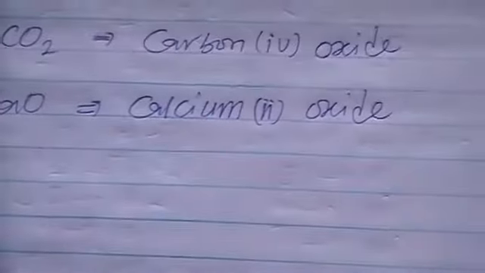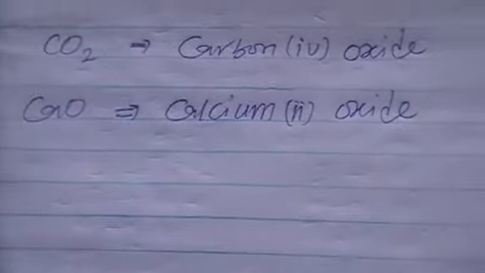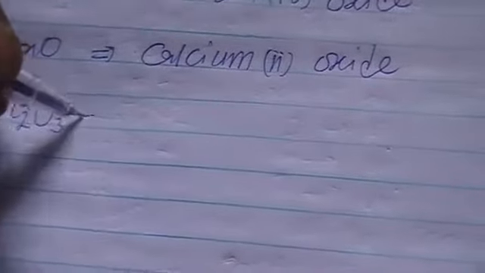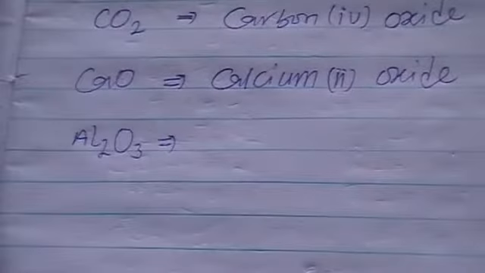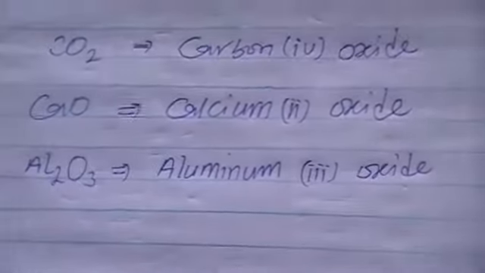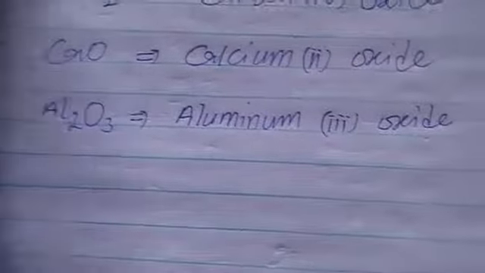Then the next example is CaO, and the Ca is calcium. Then it's changed to calcium 2 oxide. Oxygen always change to oxide in this case. The example 3 is Al2O3. To name it, the first element is aluminum 3 oxide. Aluminum 3 oxide. Valence of aluminum is 3.